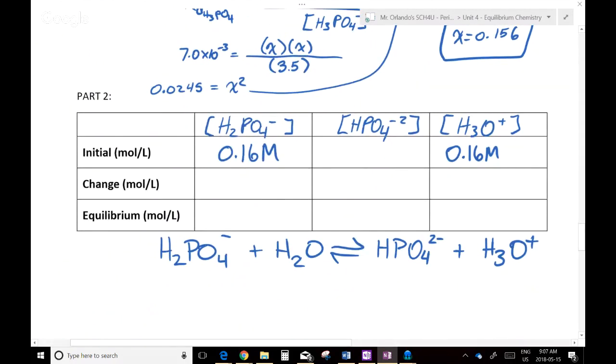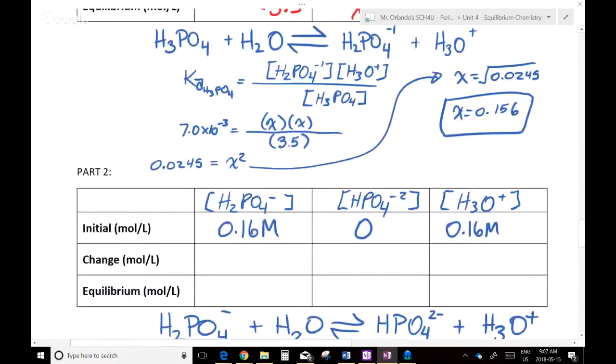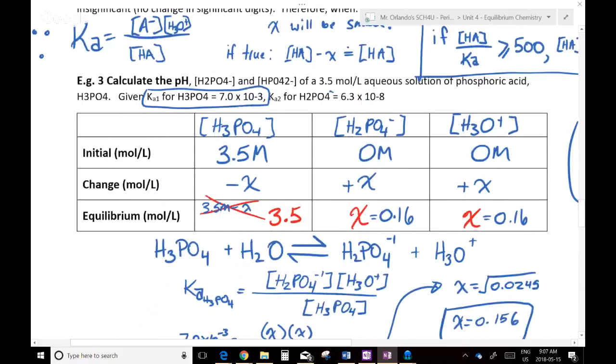The only thing we aren't starting with here is any of this. So in this reaction, we're going to be making more H3O plus, but we already have some H3O plus to begin with because it was made by this reaction. Does that make sense?